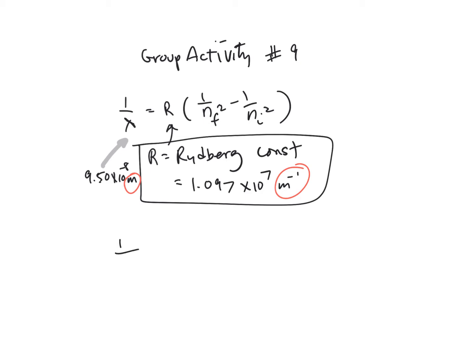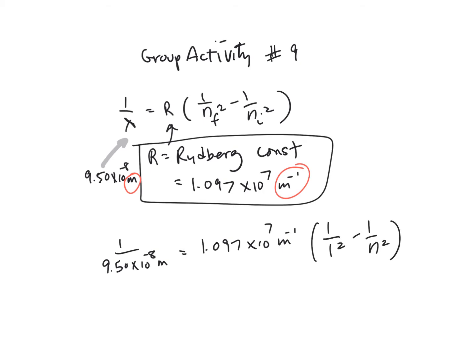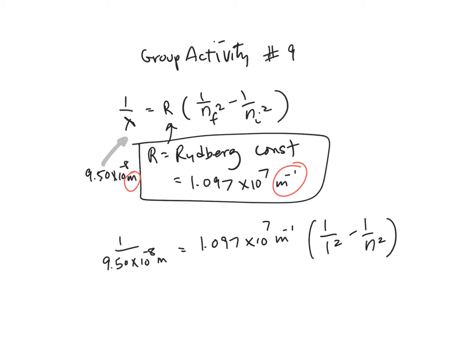So 1 over 9.50 times 10 to the minus 8 meters is equal to 1.097 times 10 to the 7 meters to the minus 1, and then this is going to be 1 over 1 squared minus 1 over n squared. We don't have to carry around the little i there for initial, just say n.